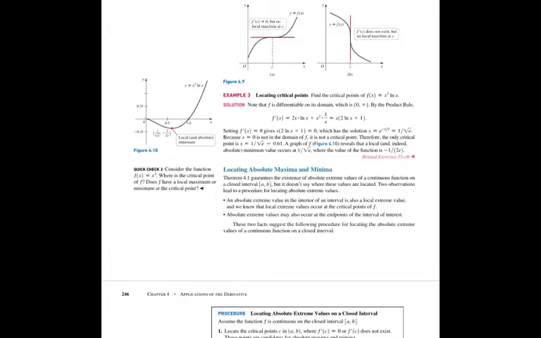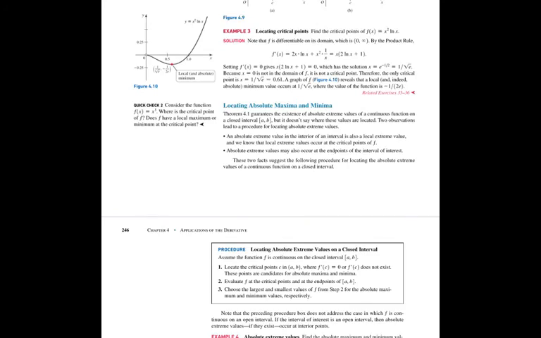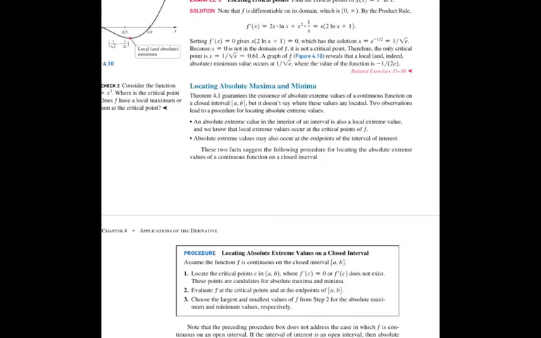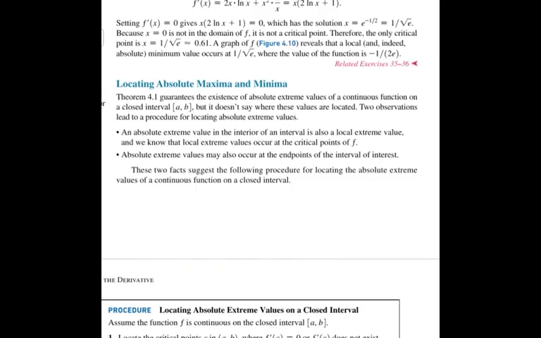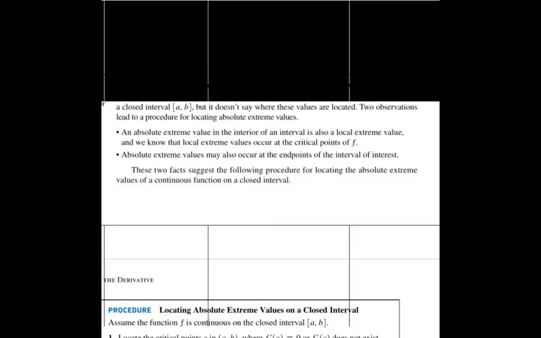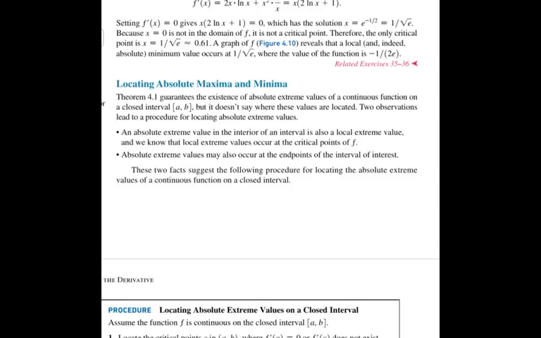Okay, let's look at this. It says that Theorem 4.1 guarantees the existence of an absolute extrema of a continuous function on a closed interval [a, b], but it doesn't say where these values are located. Two observations lead to a procedure for locating the absolute extreme values. An absolute extreme value in the interior of an interval is also a local extreme value, and we know that local extreme values occur at the critical points of f. Absolute extreme values may also occur at the endpoints of the interval of interest.